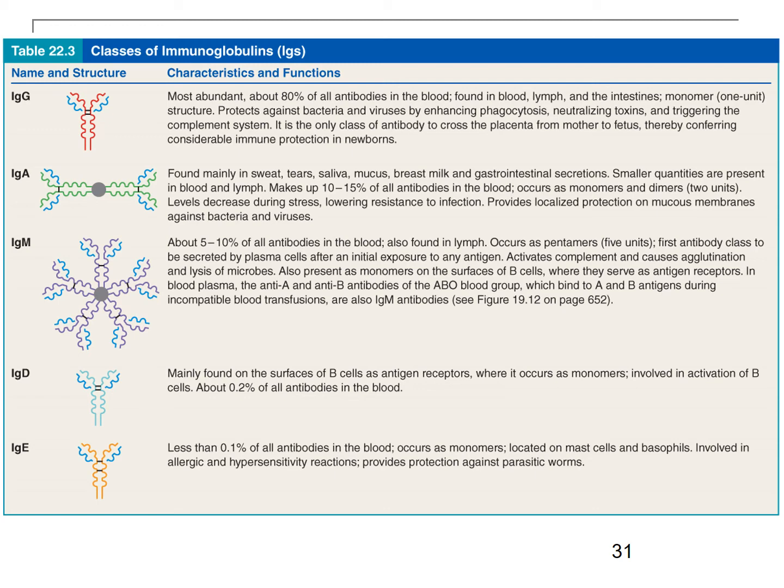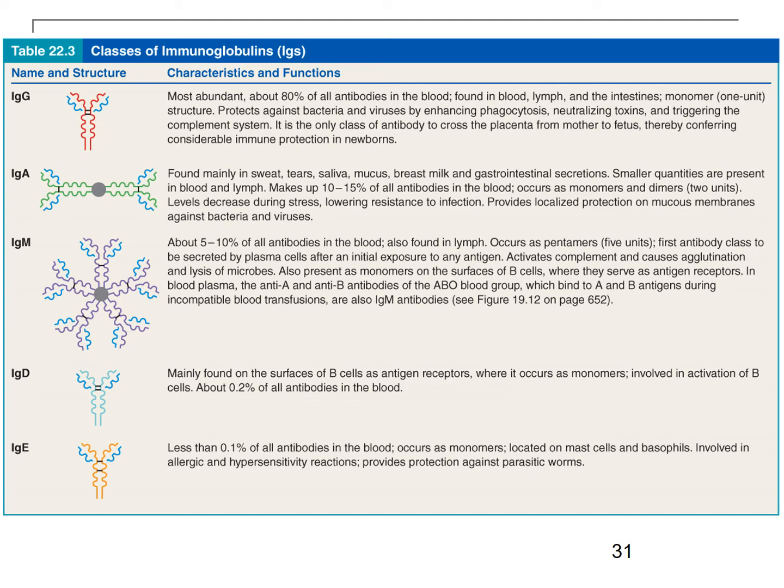So you can see IgGs, these are the most abundant of antibodies, and so these will protect against bacteria and viruses. These are the only class of antibodies that can cross the placenta from the mother to the fetus. Next one down is IgAs. You find this mainly in sweat, tears, saliva, mucus, breast milk, and GI secretions. And these levels actually decrease during stress, and this is the reason why people who are under long-term stress are more liable to get sick.